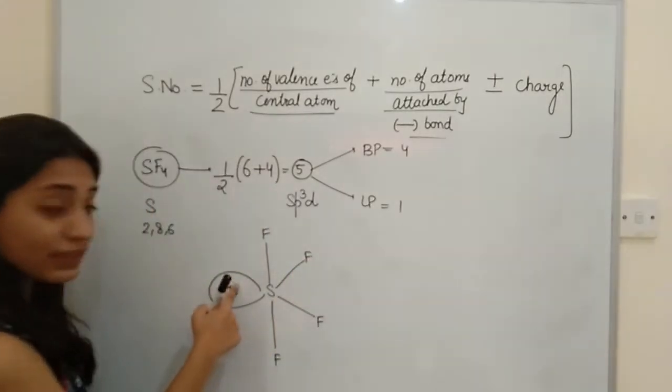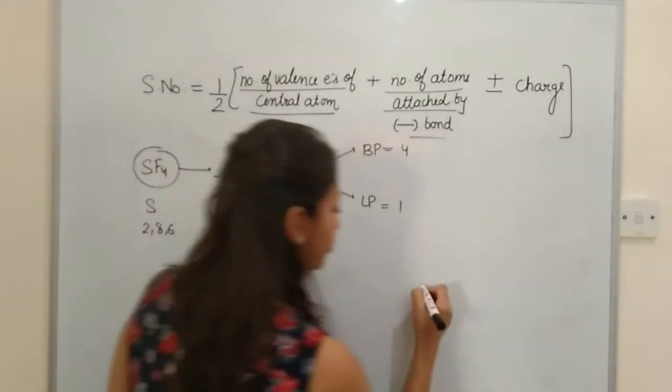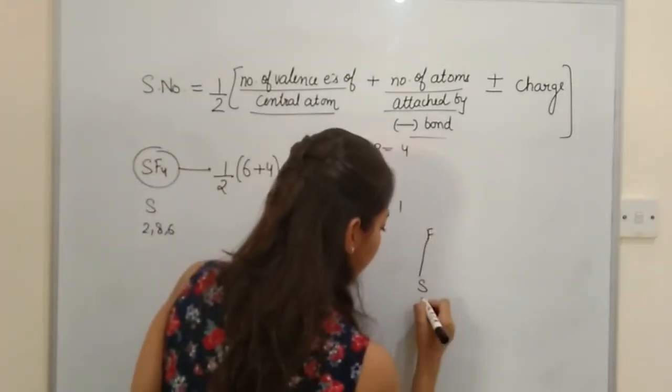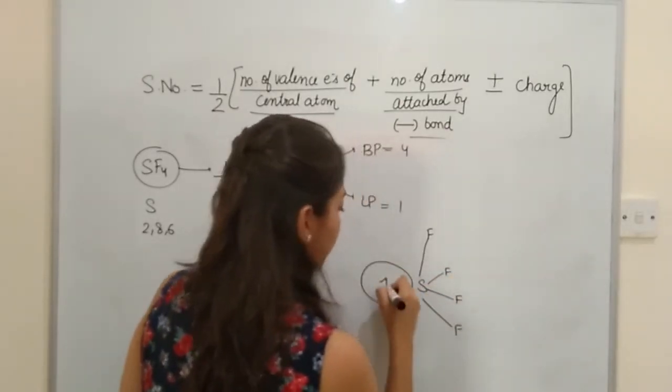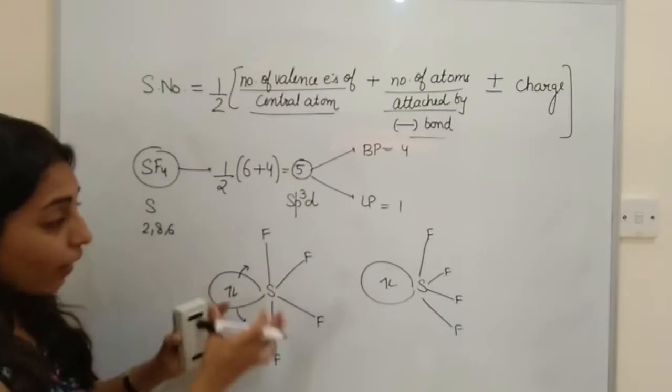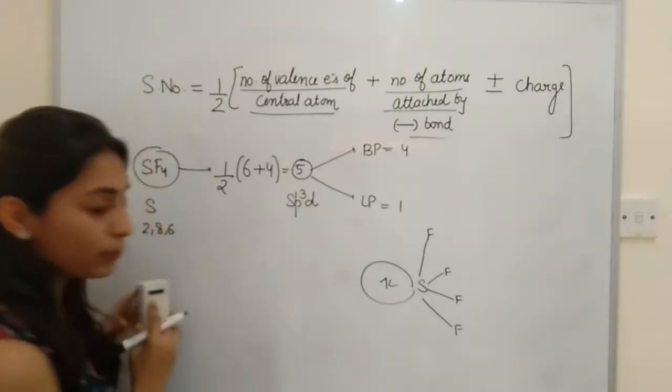Now see, this is the lone pair, this is the bond pair. It will repel it, it will repel it. There will be repulsions and it will be something like this. And this is the lone pair. Okay, now this is the shape of the molecule. Now what should be the name given to this particular shape?